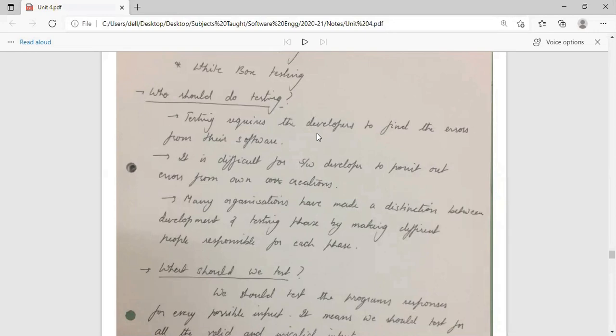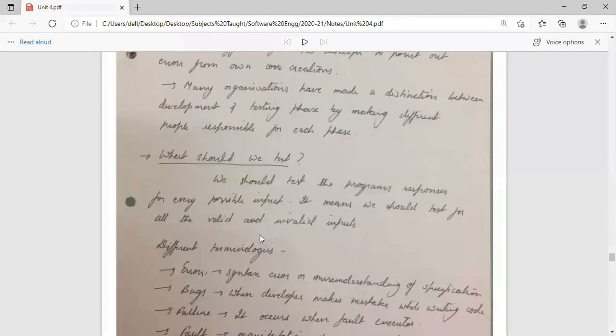That means unit testing is done by the developers, and integration testing is also done by the software developers, because they have the complete knowledge of the source code. Further testing, for example system testing and acceptance testing, is done by the software developers and also by the users. This we have already seen, right?